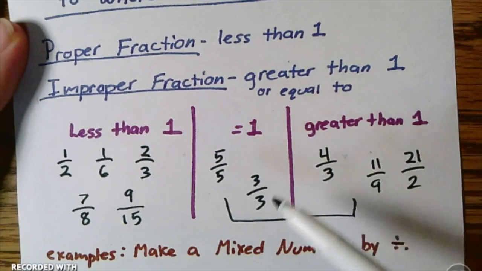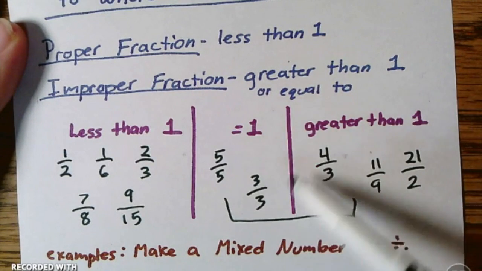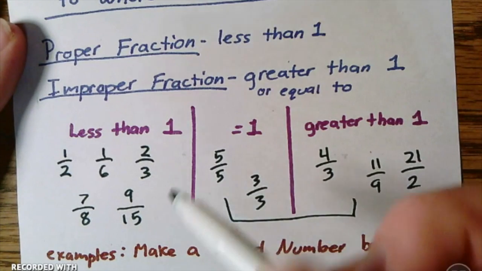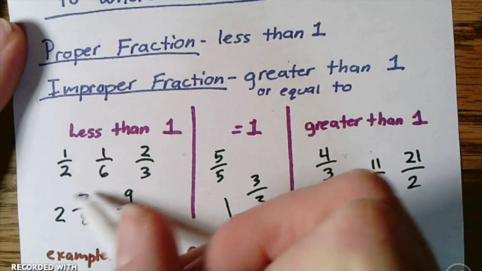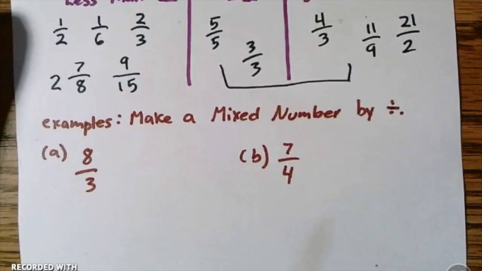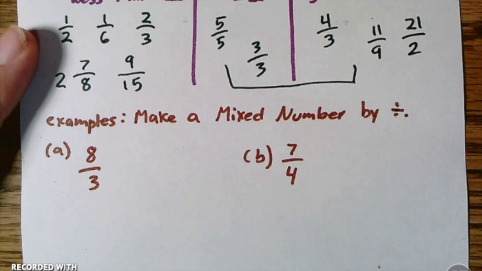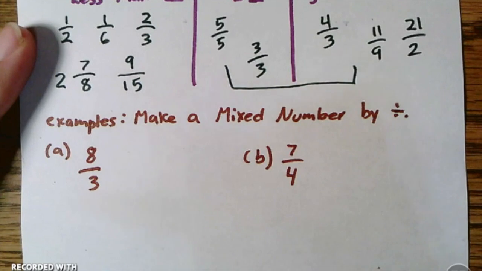If you end up with an answer that has an improper fraction, we will always make the answer into a mixed number or a proper fraction. So if this said 2 7/8, that would be considered a mixed number, which is a type of proper fraction. All right, let's jump into the examples. Make a mixed number by dividing. That's how you go from an improper fraction to a proper fraction.